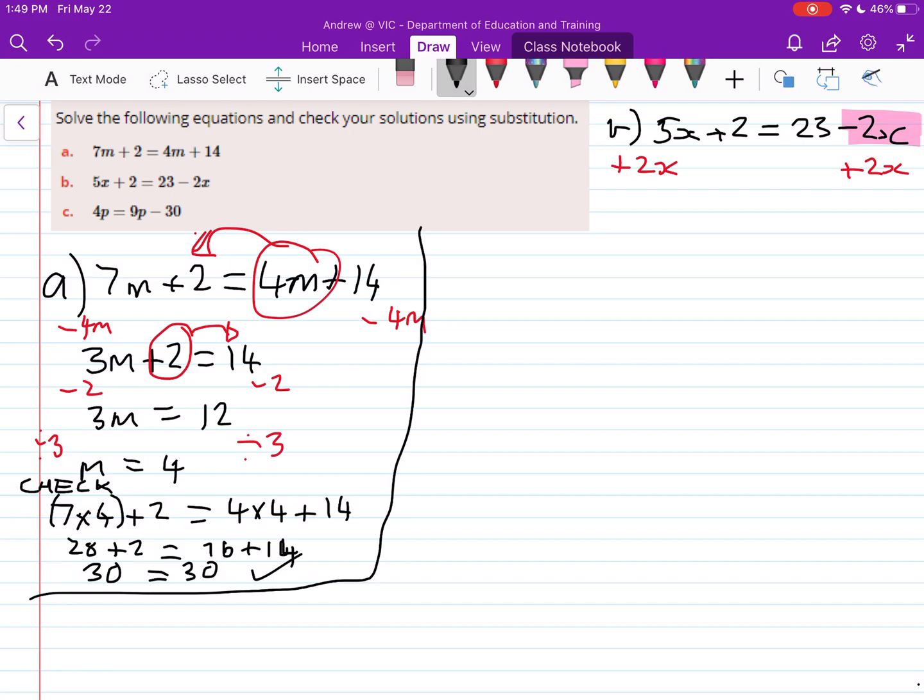Okay, 5x plus 2x is 7x, so collecting like terms, plus 2 is equal to 23 minus 2x plus 2x, so these cancel out, so it just leaves the 23. Okay, so now we've got 7x plus 2. Alright, our plus 2's our furthest away from our x, so we get rid of that next. So we minus 2 to both sides.